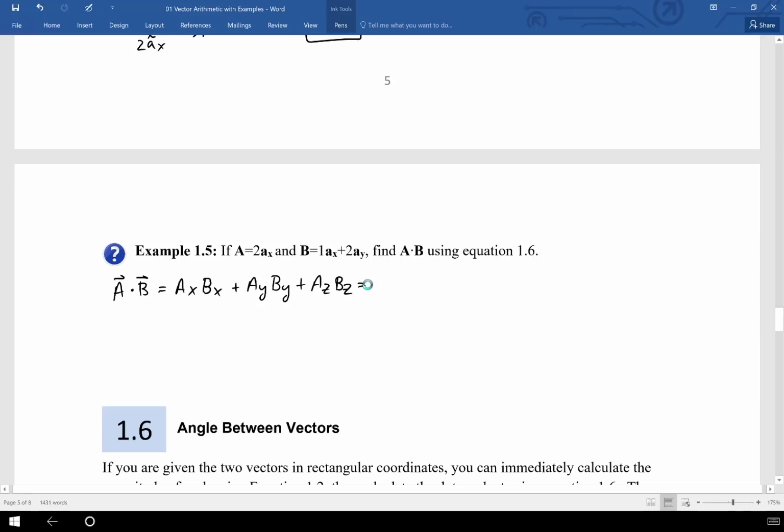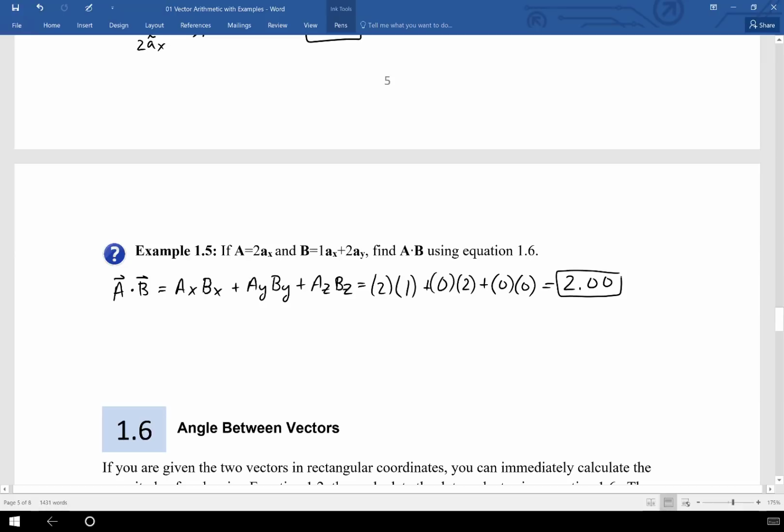Okay, so a sub x is going to be 2, and b sub x is going to be 1, and a sub y is going to be 0. There is no y component to the a vector, so this is 0 times 2, and then there is no z component of either of the vectors, so I end up with just 2 times 1, which is just 2. Or if we want to make it look just like the previous one, 2.00.